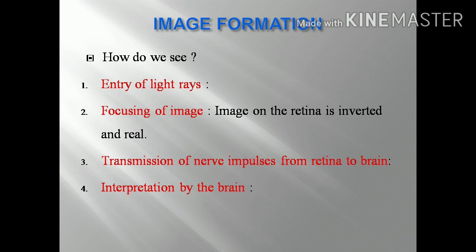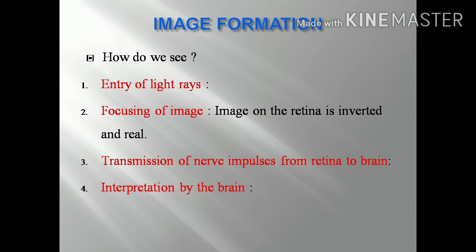Next, focusing of image. First, the curvature of the cornea converges the light rays to some extent, and the lens converges them further to form an image on the retina. If the light rays meet at a particular point, it means the light rays have converged. If they diverge, they cannot meet at a particular point. So the curvature of the cornea helps in converging the light rays.